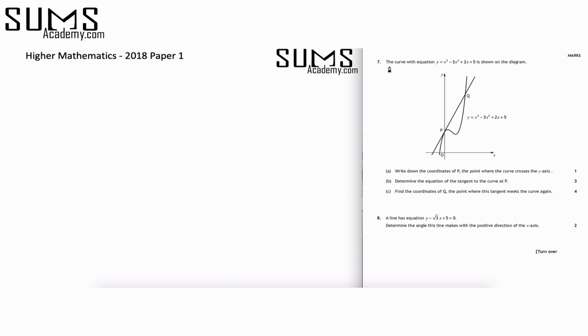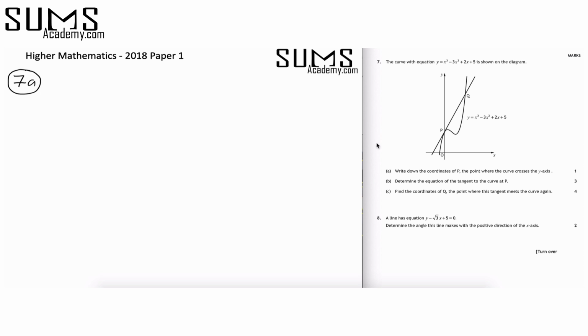So question 7. The curve with the equation y equals x cubed minus 3x squared plus 2x plus 5 is shown in the diagram, this one here. So we're asked to write down the coordinates of P, the point where the curve crosses the y-axis, and this is for 1 mark. So question 7a.